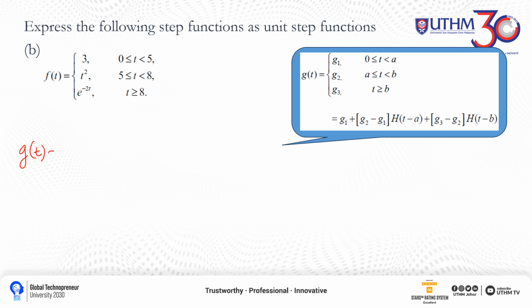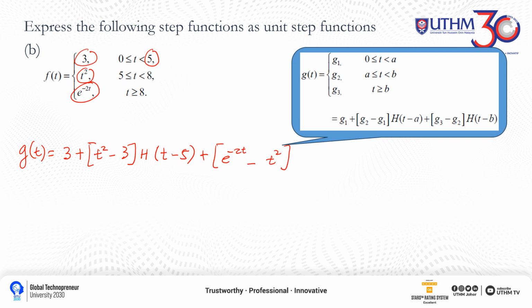g(t) equals g1. g1 is 3, plus g2 minus g1. g2 is t squared, minus g1 which is 3, multiply with u(t minus a). a in this case is 5, plus g3 minus g2. g3 is e to the power of negative 2t, minus t squared, multiply with u(t minus b).